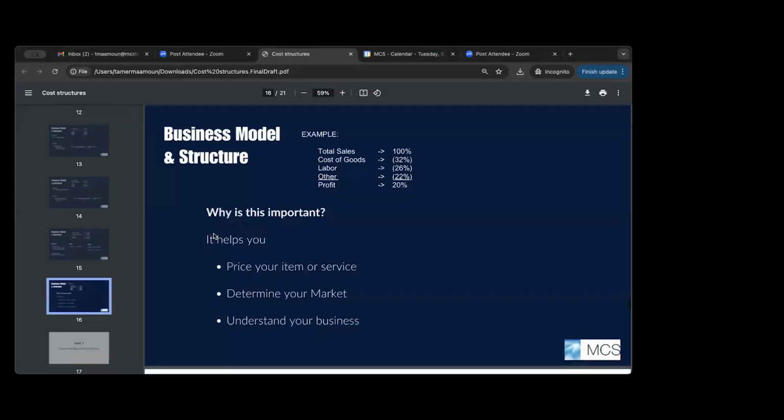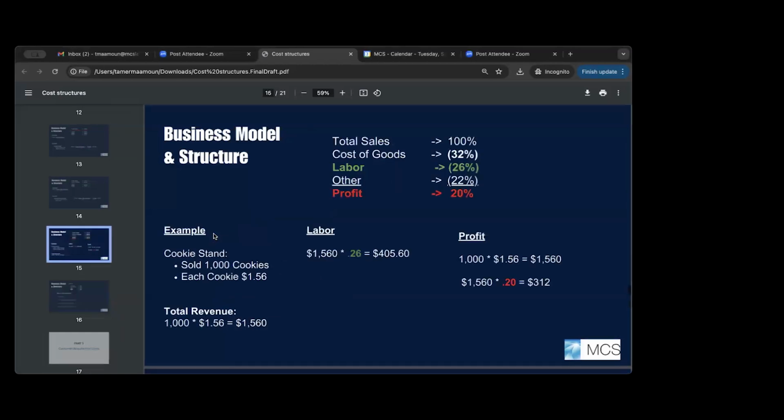So this model is a very standard model, right? You're looking at a model that has a 20% return. A 20% return is a very, very great return. And usually what this means is that for every dollar that you make, 20 cents is profit. Every 26 cents goes into your labor.